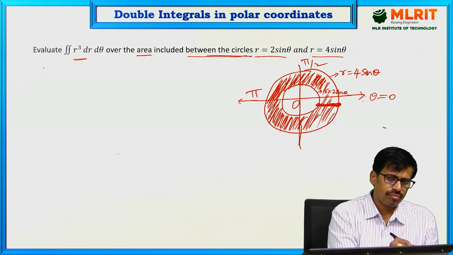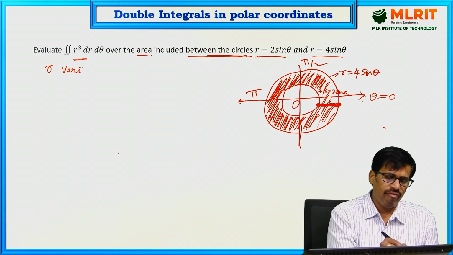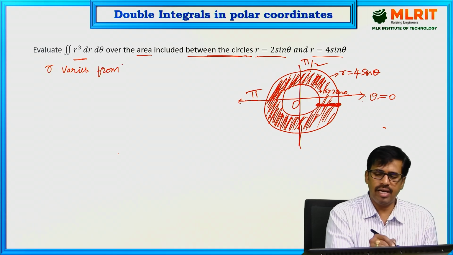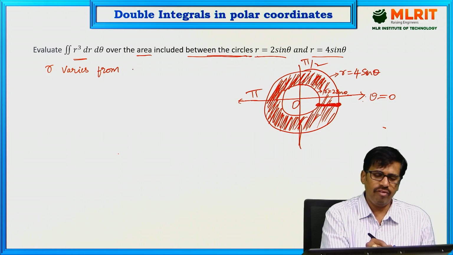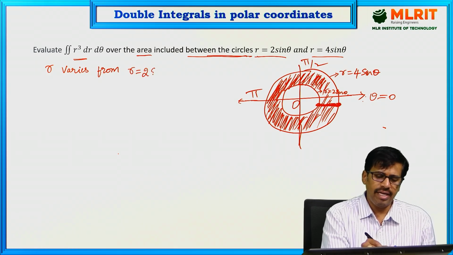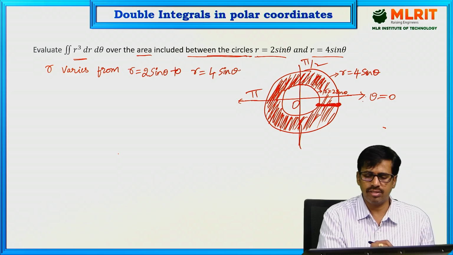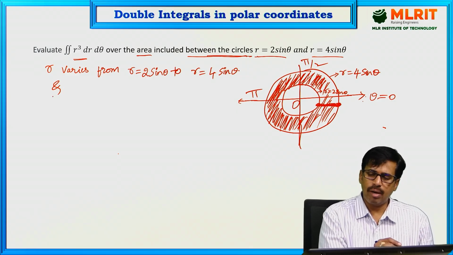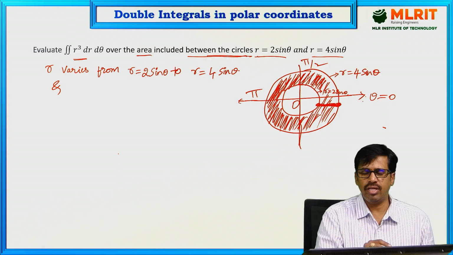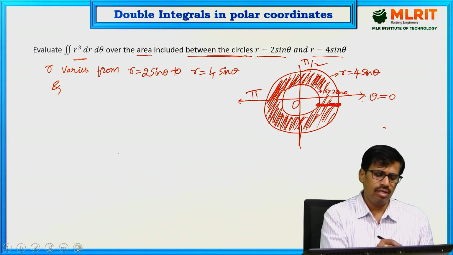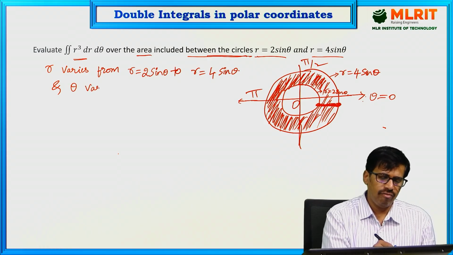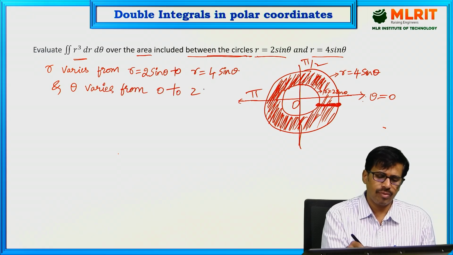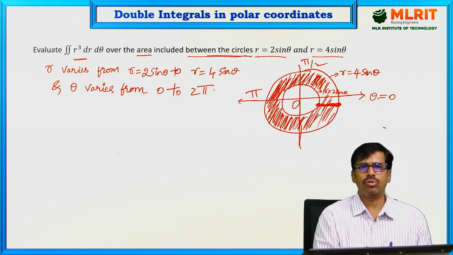So here, by seeing the diagram we can clearly see that r varies from r equal to 2 sin theta to r equal to 4 sin theta. That is clearly given in the question, between these two circles. And we want the complete circle area, so there is no positive quadrant or first two quadrants. Clearly theta varies from 0 to 2 pi. Now we have both limits for r and theta.